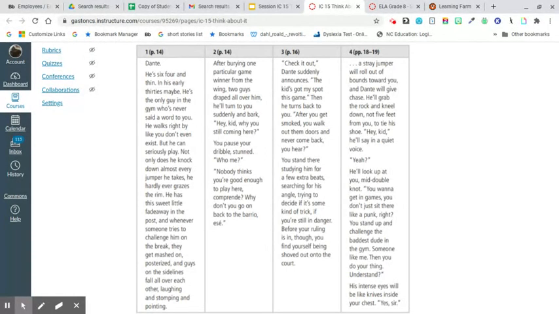So already we know Dante's not friendly. He walks right by like you don't even exist, but he can seriously play. Not only does he knock down almost every jumper he takes, he hardly ever grazes the rim. He has this sweet little fadeaway on the post, and whenever someone tries to challenge him on the break, they get mashed on, posterized, and guys on the sidelines fall all over each other, laughing and stomping and pointing.